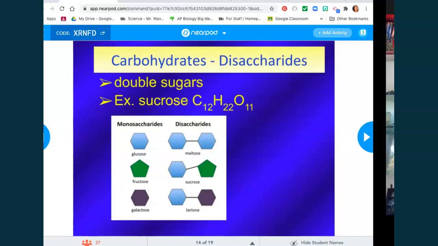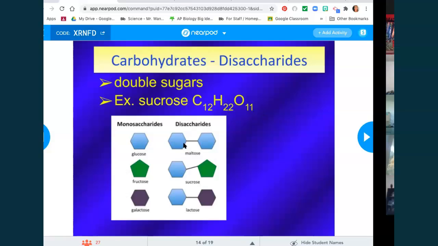So this is now disaccharides. Di means two, so it's literally 2 sugars. So we're going to double the amounts, C12H22O11. I still have a 2-to-1 ratio hydrogen to oxygen, right? 22 to 11. You're going to be identifying these by structures. And this is what they would look like.